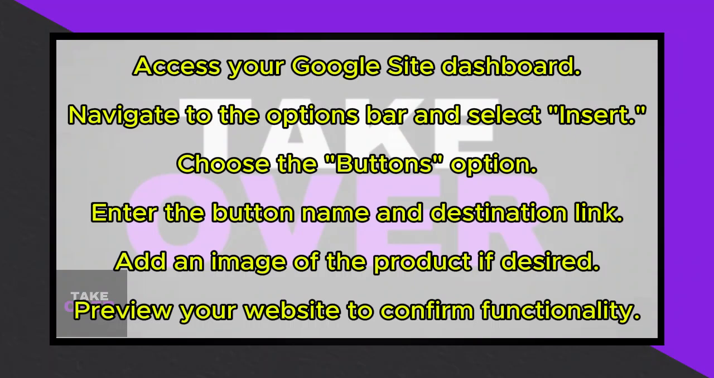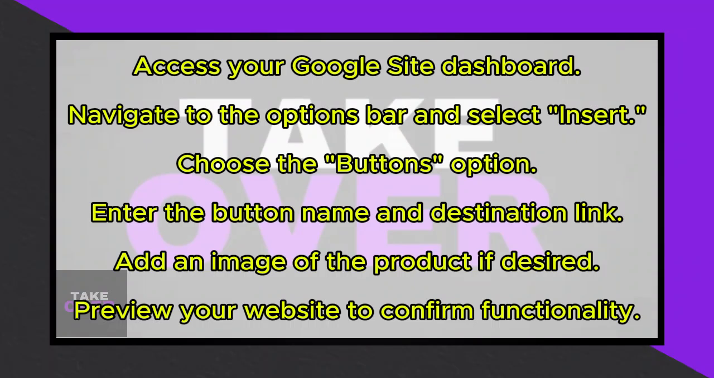Next, select the Buttons option, where you can add a button to your site. In the fields provided, enter the name of the button and the link it should direct to. For example, if you're selling a product, you would enter the product's link. After confirming, the button will be added to your site.